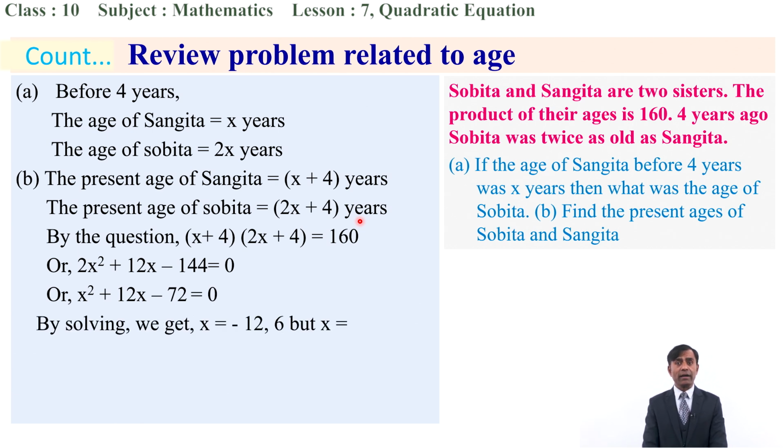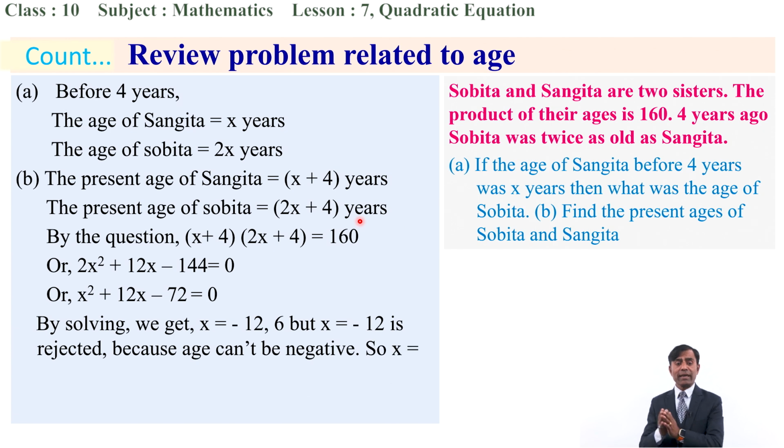By solving by any method, we can find the values of x are minus 12 and 6. Here, x is equal to minus 12 is rejected because age cannot be negative. What does x represent? Age of Sangeeta, 4 years ago. Age is never negative, whether it is past age, present age, or future age. So minus 12 is rejected and x is equal to 6 is accepted.